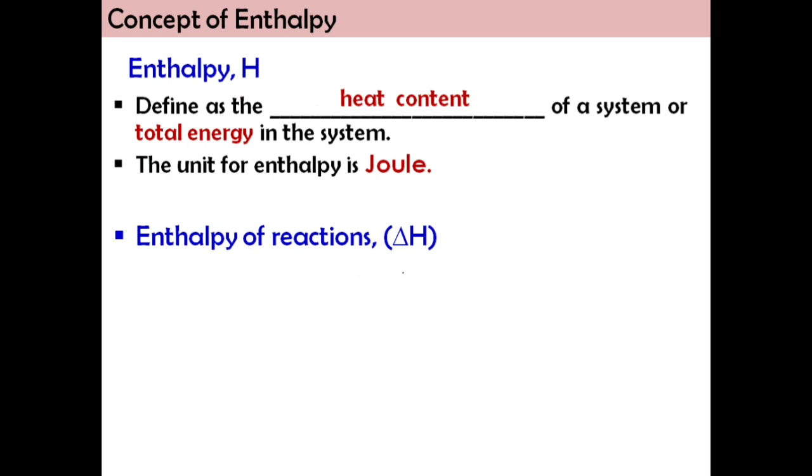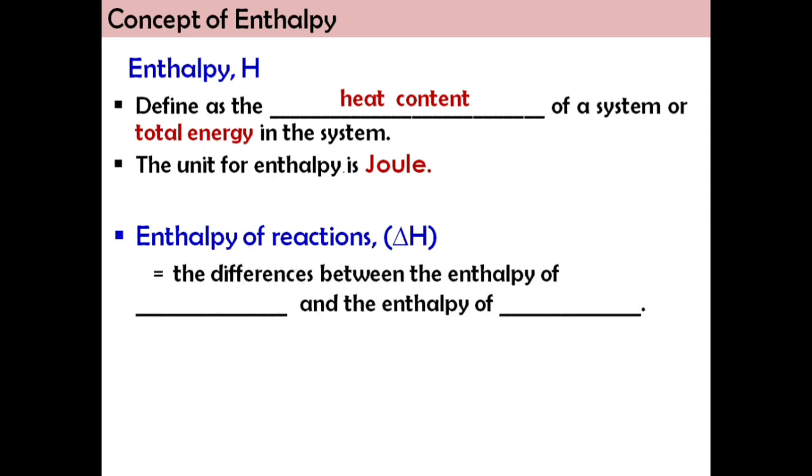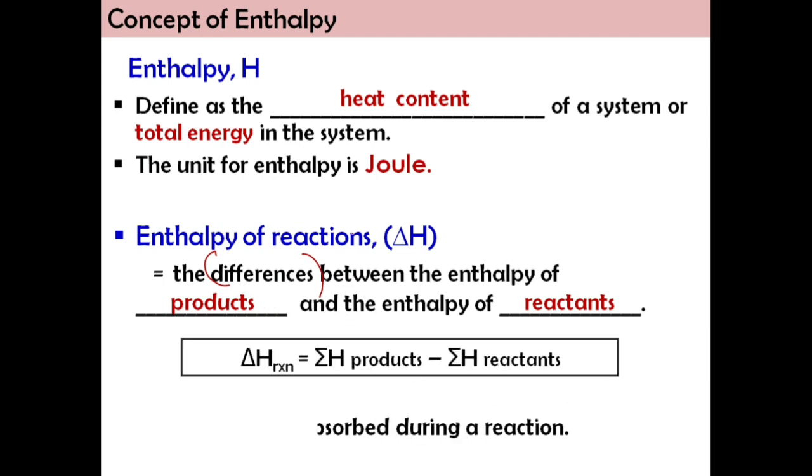Enthalpy of reactions pula, the symbol is delta H, is the differences between the enthalpy of products and the enthalpy of reactants. So maksudnya enthalpy product tolak enthalpy reactant, kita akan dapat enthalpy of reactions. It's a delta H because it's the differences in enthalpy. Ada formula untuk kita kira delta H, which is this. Delta H equals the sum of enthalpy of products minus the sum of enthalpy of reactants. So delta H is heat given off or absorbed during a reaction. Later in this video, kita akan go through example untuk kita pakai this formula lah.